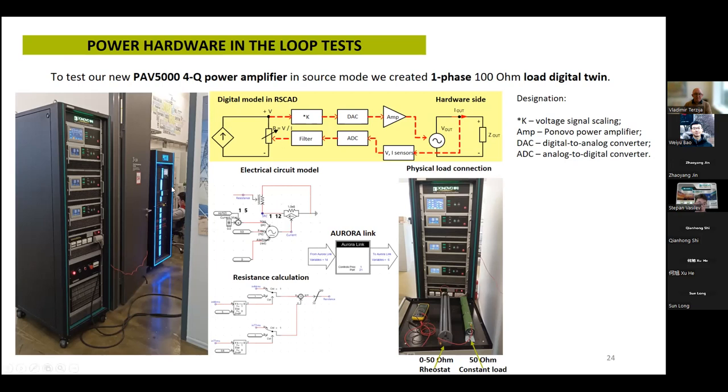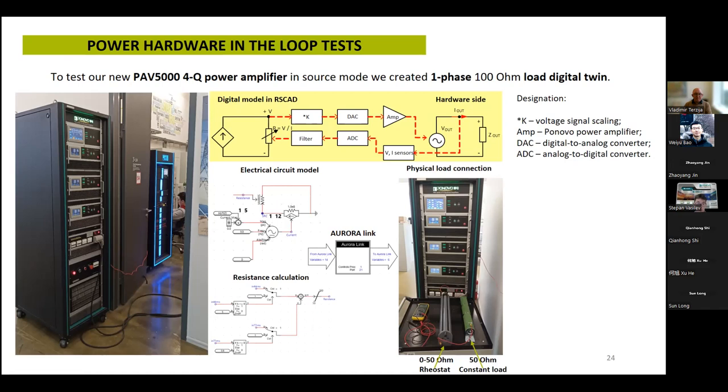Photographs of a cyber physical experiment with the creation of a digital twin of a single phase load are presented. The amplifier in this experiment acts like a voltage source. Here we have a virtual model of a controlled resistor and a physical load in the form of a fixed resistor and rheostat.